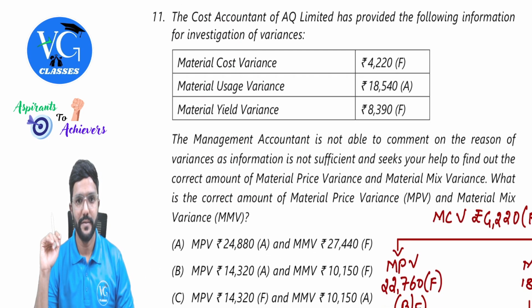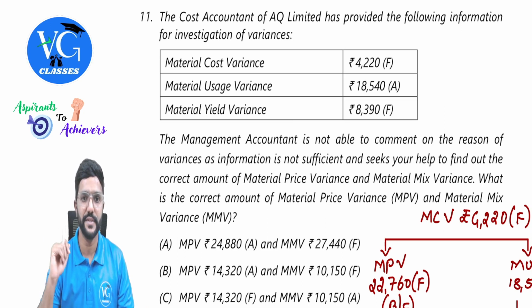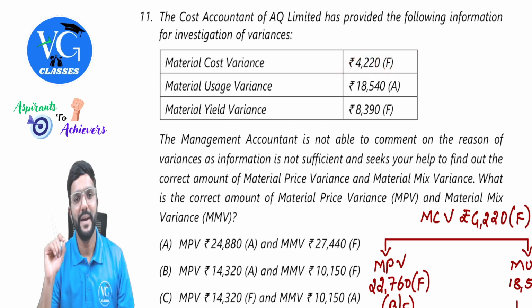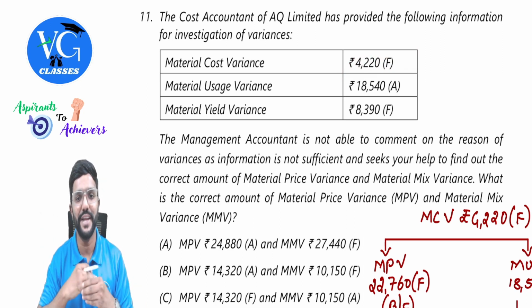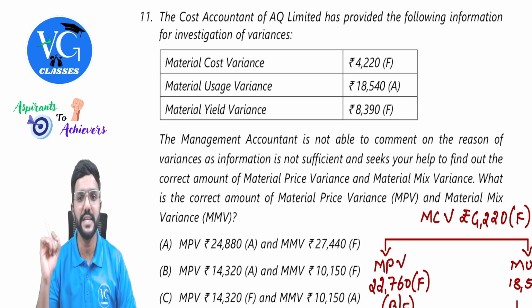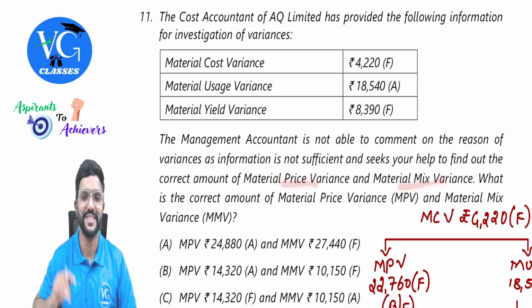10 done. Next, 11th one. The cost accountant of AQ Limited has provided the following information for investigation of variances. Material cost variance 4,220 favorable, positive. Material usage variance 18,540 adverse, negative. Material yield variance 8,390 favorable, positive. The management accountant is not able to comment on the reason of the variances as information is not sufficient and seeks your help to find out the correct amount of material price variance and mix variance. What is the correct amount of material price variance and mix variance?